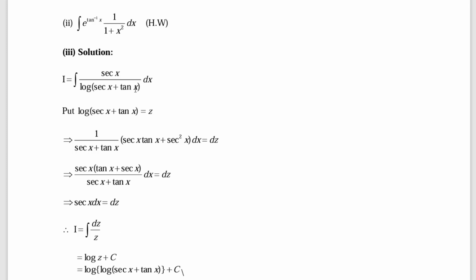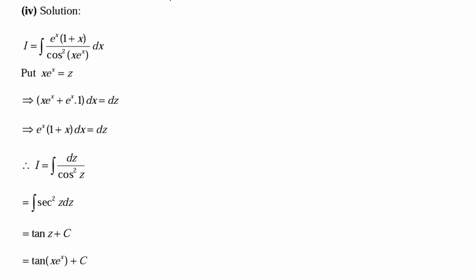1 divided by log of sec x plus tan x is 1 divided by z here, and in the upper part we just found the value, it is dz. Now integration of 1 by z gives us log z, so lastly we just replace the value of z, which is this log of sec x plus tan x, and at last we have to write c. So that's the answer.